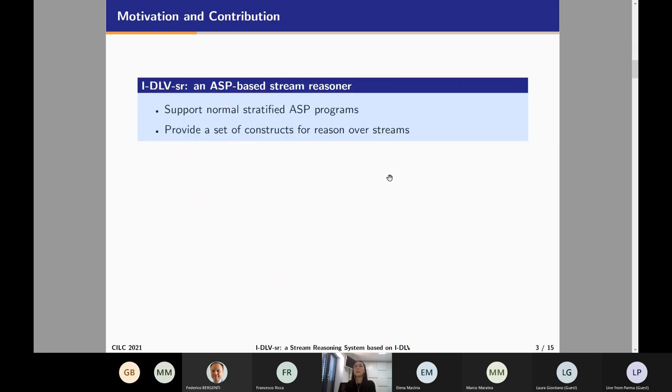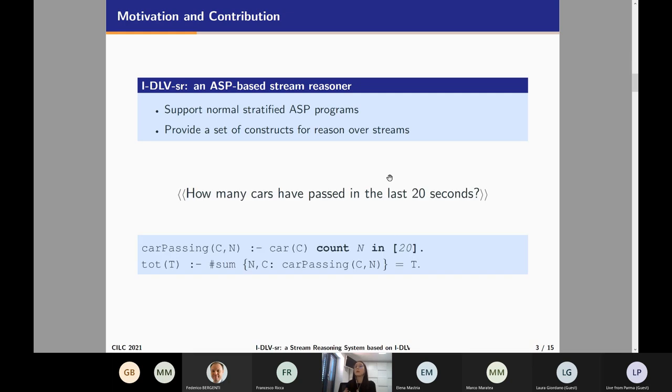So today we present the first version of I-DLV-sr, an ASP-based stream reasoner that currently supports normal, stratified ASP programs enriched with a set of constructs to reason over streams. Let us suppose that we want to answer the question: how many cars have passed in the last 20 seconds? In this case, with I-DLV-sr, we can model this problem with these two simple rules. As we can see, at first glance it looks like ASP, but it has a small addition. Indeed, within the first rule, we use a special atom that allows us to count within a window of 20 seconds and to derive the number of cars that we observed during this window. Then we can use a normal aggregate atom to sum this value and obtain the total number.